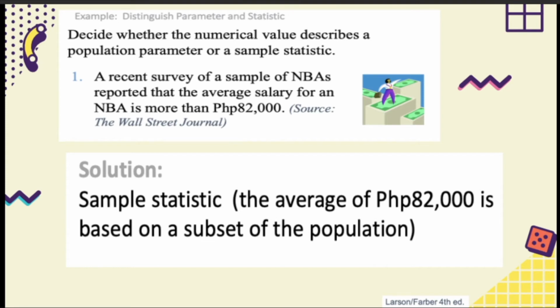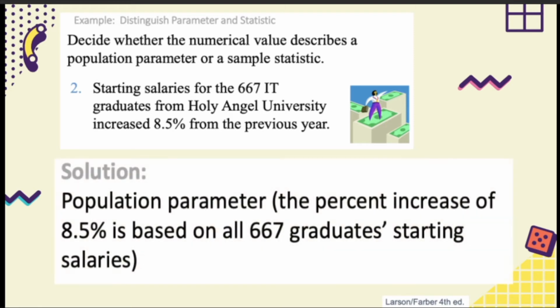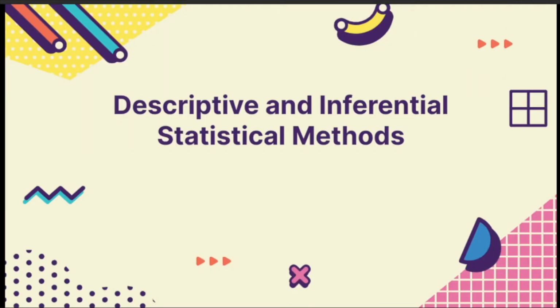which is based on a subset of the population. Another one: starting salaries for the 667 information technology graduates from Holy Angel University increased 8.5% from the previous year. Is this a parameter or a sample statistic? This is a parameter because here we are talking about the percent increase of 8.5%, which is based on all 667 graduates' starting salaries.